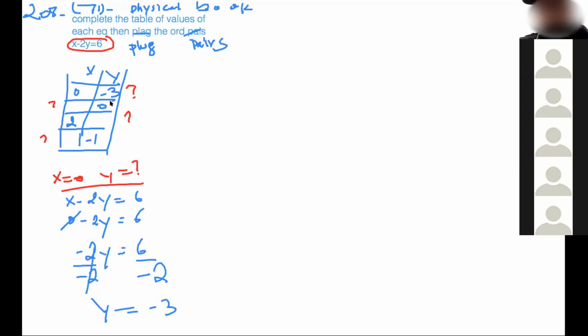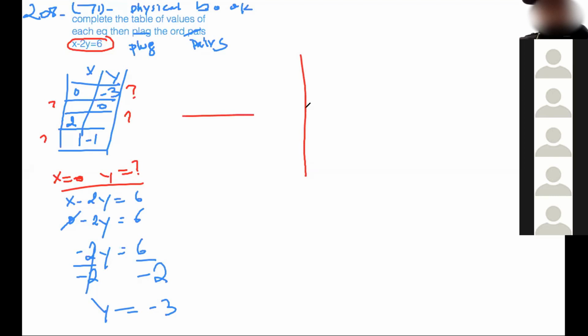All right, so that's one ordered pair. So we talked about completing the table of values of each equation, then plotting the pairs. Basically, the first, we just completed this pair, 0 and -3. Now we need to plot it.